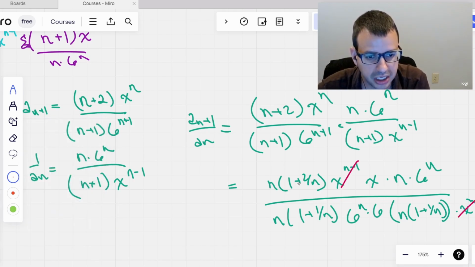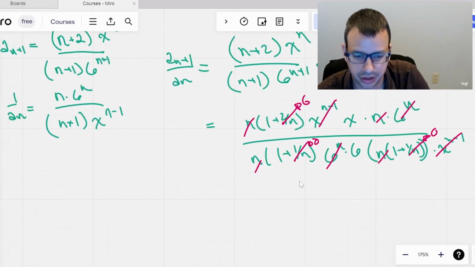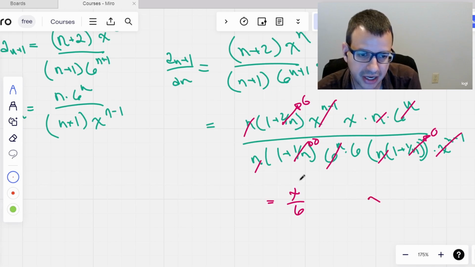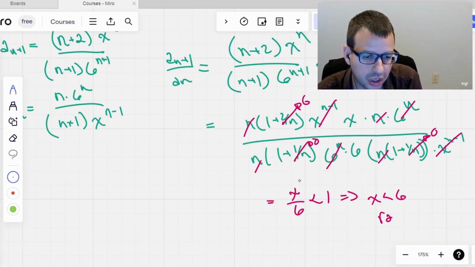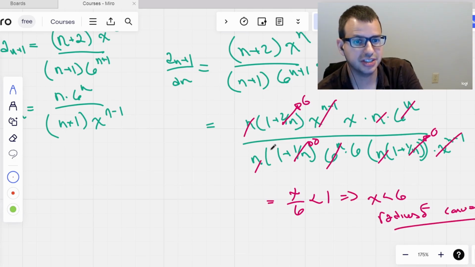So x to the n minus 1's cancel, 6 to the n's cancel, these n's cancel, that n cancels, that's going to go to 0, that's going to go to 0, that's going to go to 0, and we're left with x over 6. Which means that x has to be less than 6. So this has to be less than 1, which means that x is less than 6. So radius of convergence is equal to 6. So the radius of convergence stayed the same.